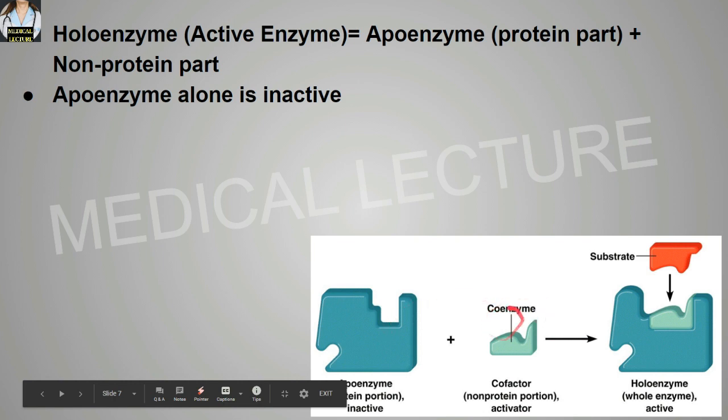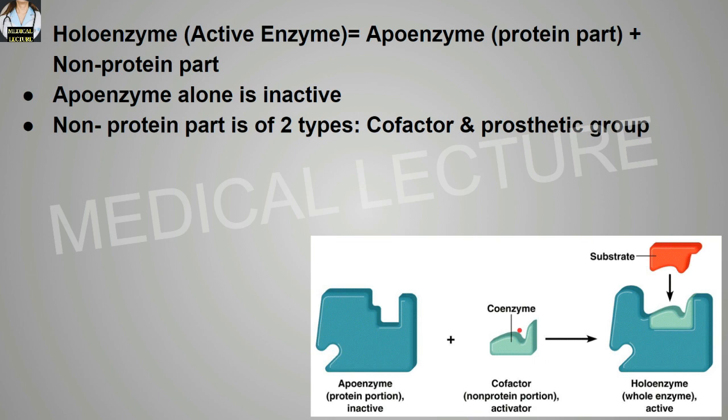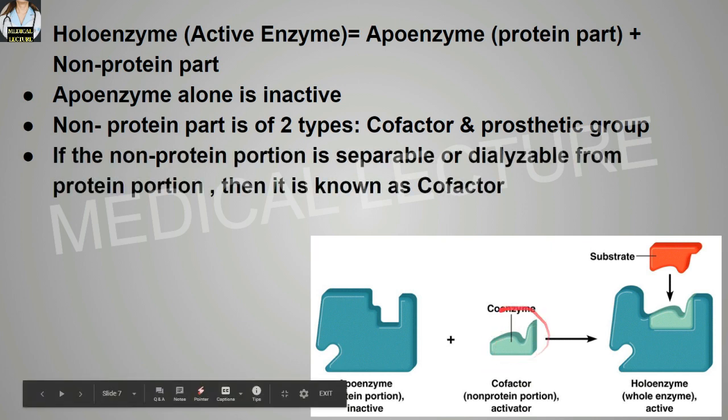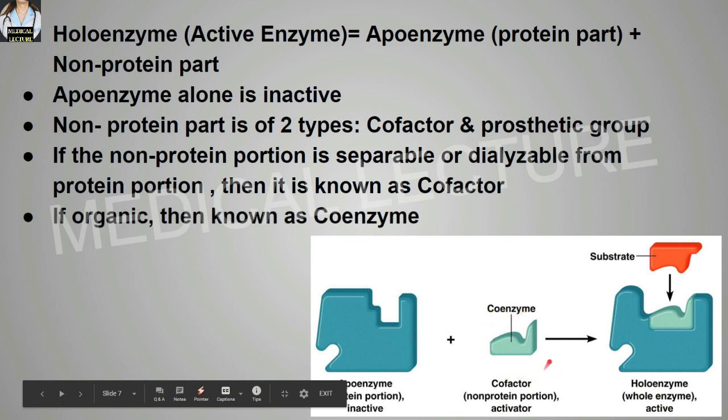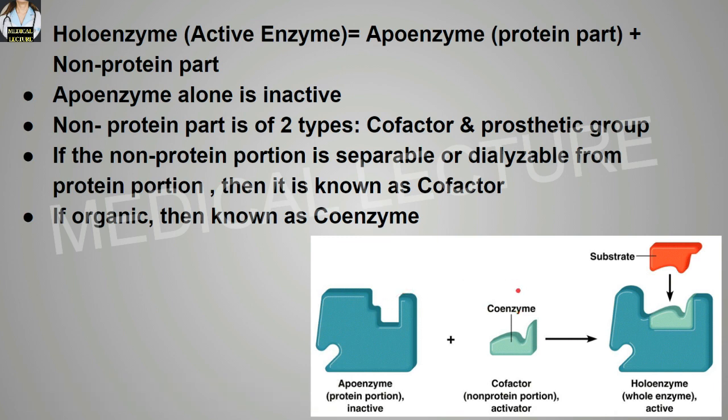Now what about the non-protein portion? It is of two types: it can be a cofactor or a prosthetic group. If the non-protein portion is separable or dialysable from the protein portion, then it is known as a cofactor. If this cofactor is organic, then it is known as a coenzyme.